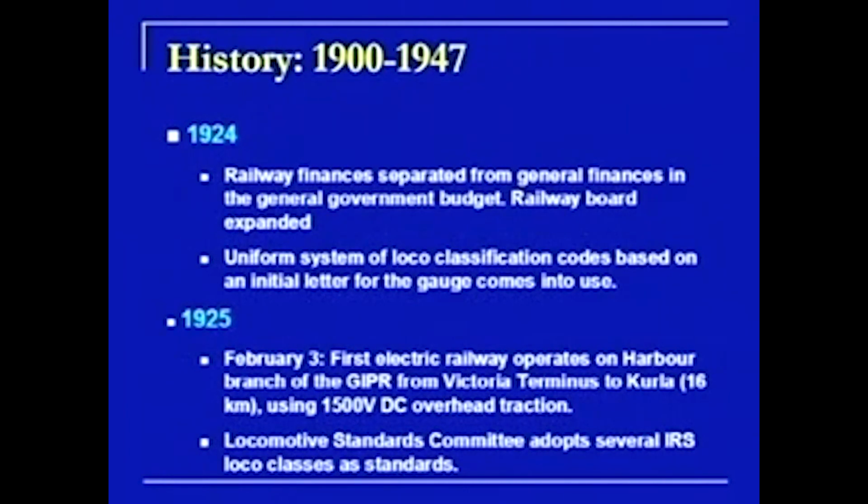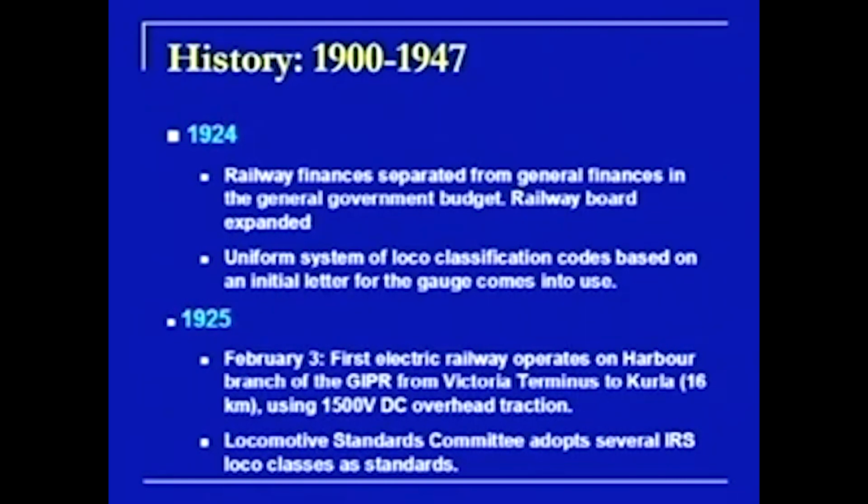Now, we take up the finances in the case of Indian Railways. They were taken up in 1924 and uniform system of loco classification codes, because whatever locomotives we are using, whether they are steam locomotives, diesel locomotives, or nowadays the electric locomotives, they have been classified on the basis of their characteristics. So, a uniform system is required to do that.